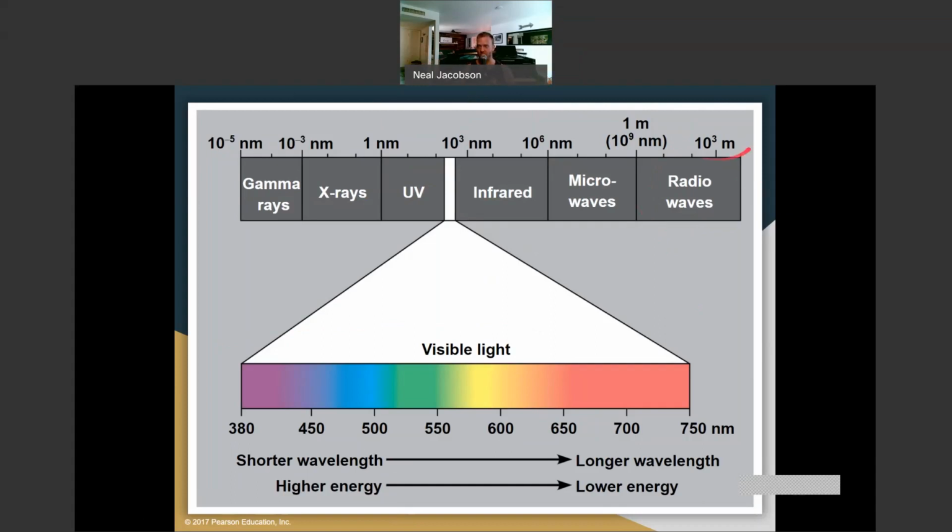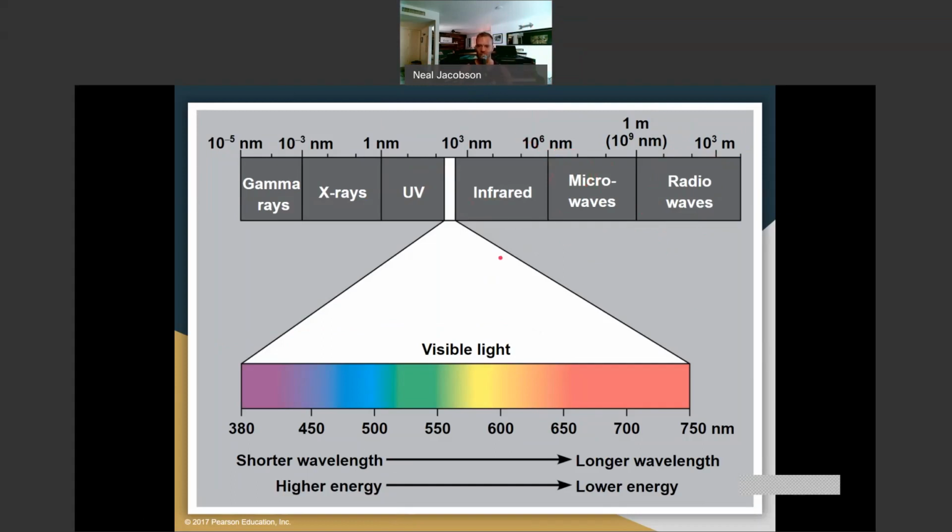It's enormous. It's like, what's 10 to the third? That's 1,000 meters in between peaks. I mean, that's so high. It's hard to even fathom what that is, right? Microwaves have another large distance between peaks and troughs.